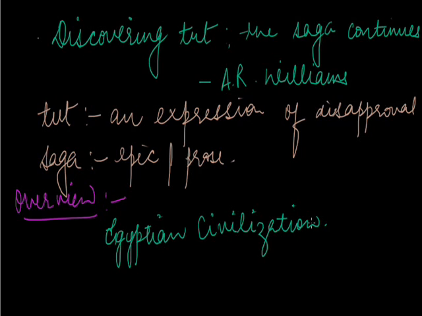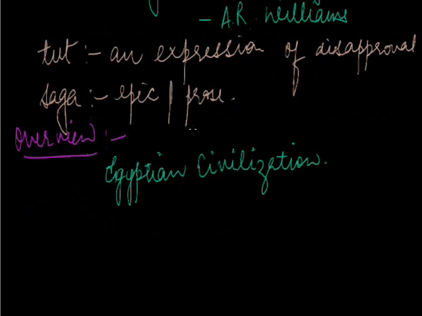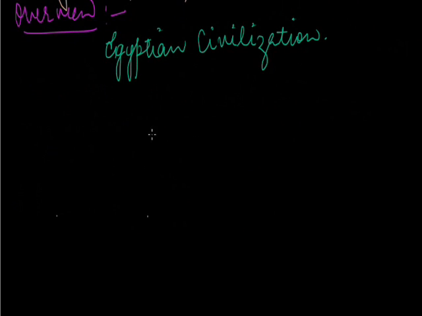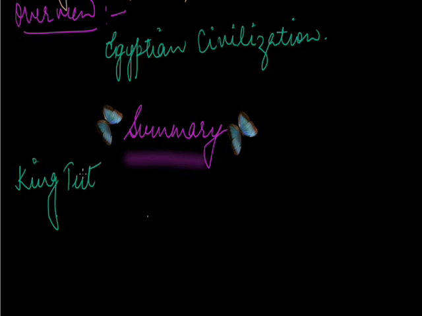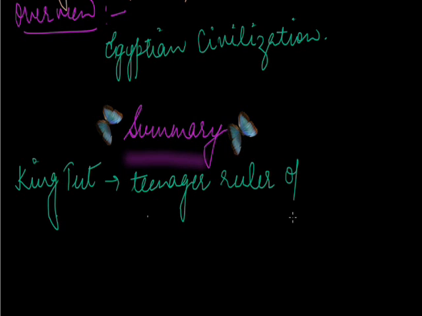And the chapter actually on one hand delves deep into the mysteries of the mummies, and on the other hand it opens up new vistas provided by the latest scientific inventions and discoveries. Now let's discuss a summary of the chapter so that it will become very clear to us. Summary of the chapter. Who was Tut? Actually here Tut is a king. King Tut. And he was a teenager ruler of Egypt.